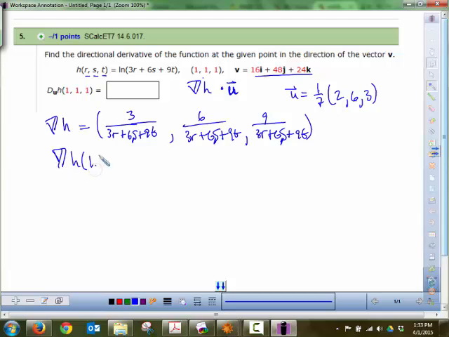And just to get our stuff all in order, I also want to evaluate this at that given point, 1, 1, 1. So that'll just give me 3, 6, and 9, which is, what is it, 27? Is it? No. 18? 18. Well, that simplifies a little bit, right? 1, 6, 30.